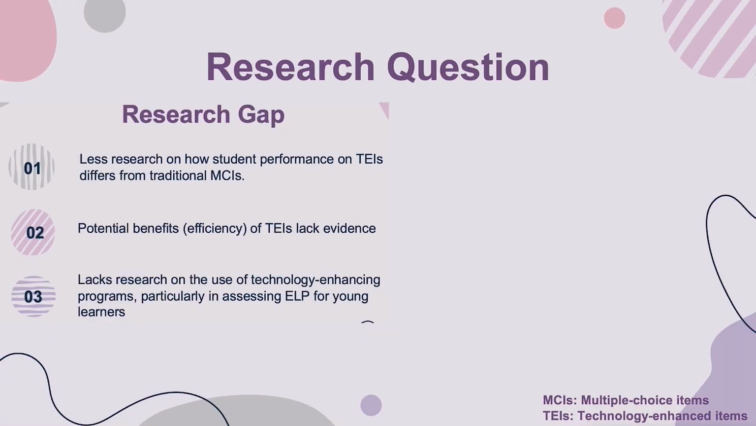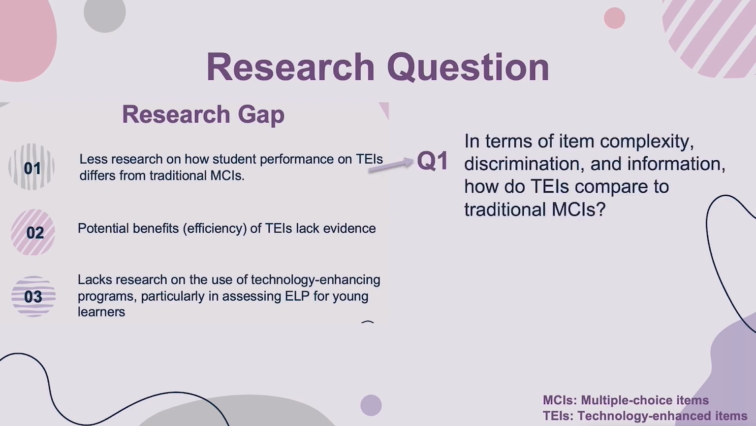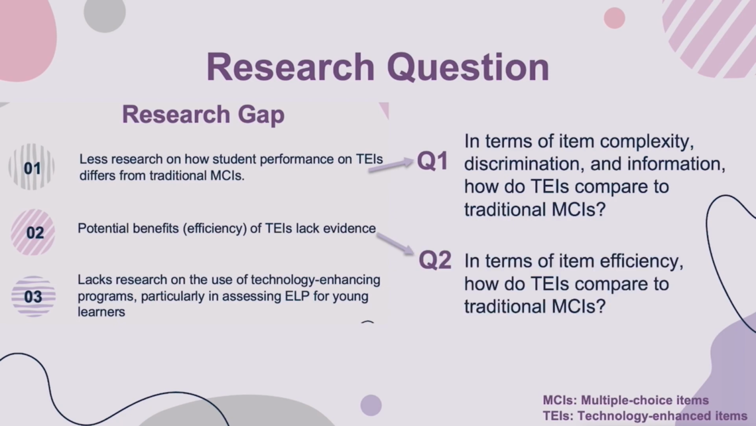Based on the research gap, the author proposed two research questions. The first one is in terms of item complexity, discrimination, and information. How do TEIs compare to traditional MCIs? The second one is in terms of item efficiency. How do TEIs compare to traditional MCIs? Students in grades 1 to 12 were the object of this research.